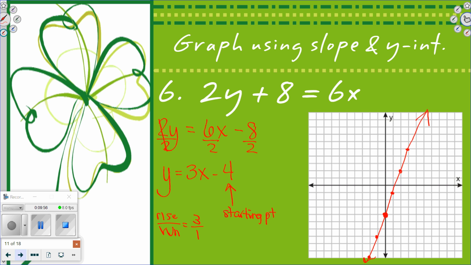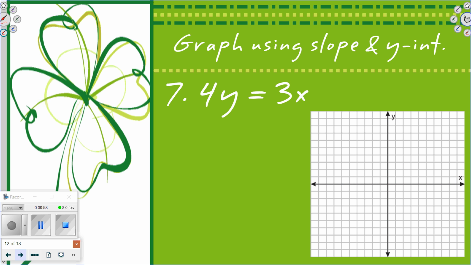Maybe? All right, number 7. I just have to divide, right? So y equals 3/4 x. So I start at 0. Good, there is no number, so I actually just start at 0. And then from my starting point, where are you going to go? Up 3/4. Yep, so up 3/4. Or I could go down 3 and back 4.